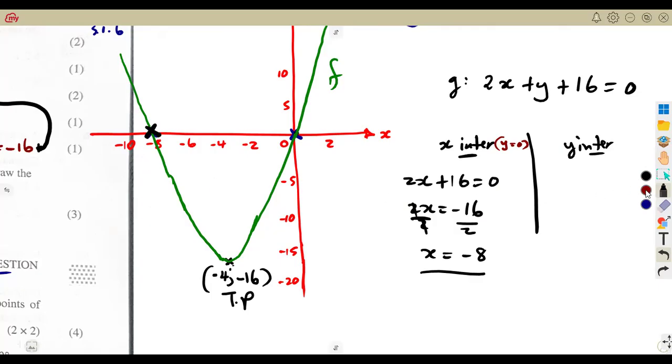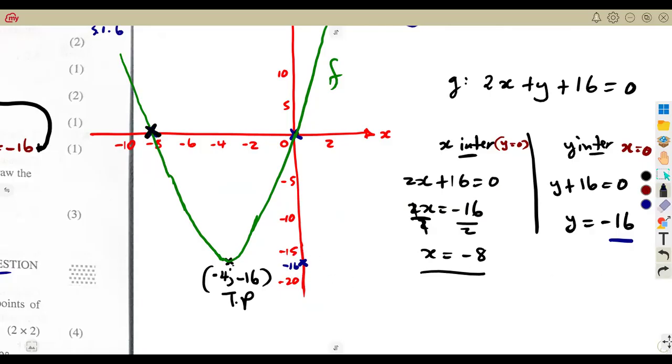The y-intercept, we do understand it's on a condition where x is equal to 0. So when x is equal to 0, there's nothing here. So we are going to remain with what? y plus 16 is equal to 0. So what is the value of y? 16 to the other side, that's minus 16. So the y-intercept is at minus 16. This is supposed to be somewhere around there, approximately here. Let's say this is where we have our negative 16. So that's it. X-intercept at minus 8, the y-intercept at minus 16.